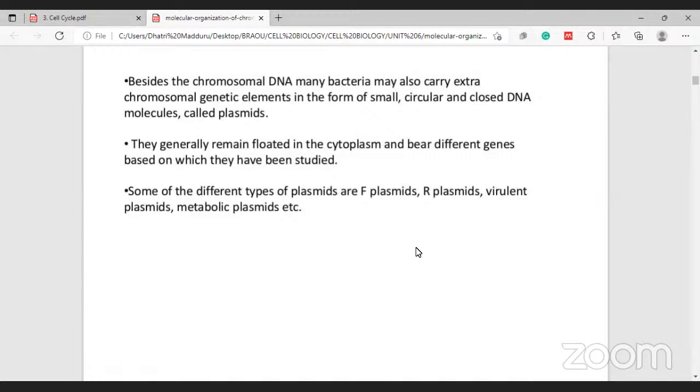F plasmids are involved mostly in fertility, like for reproduction. In that we have F plus and F minus, and R plasmids are there. Virulent plasmids are involved in virulence. Virulence is nothing but the ability to cause infection. And in some other metabolisms they also play an important role, like for synthesis of antibiotics, etc.